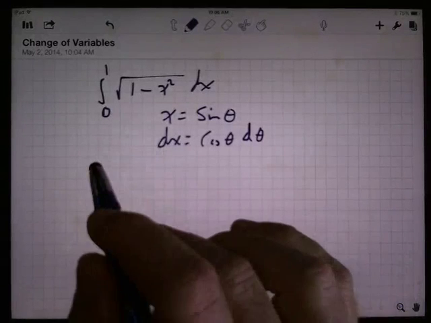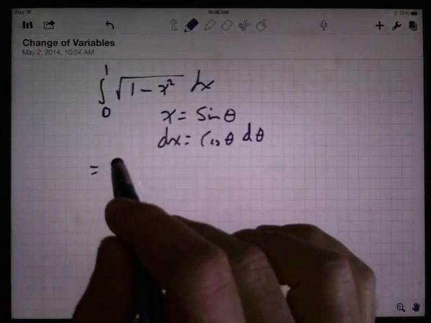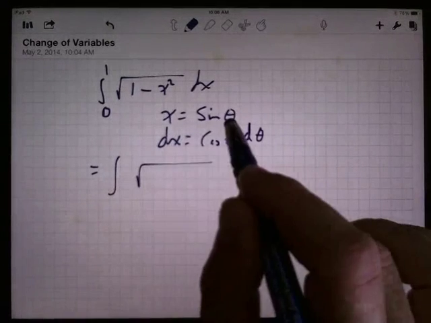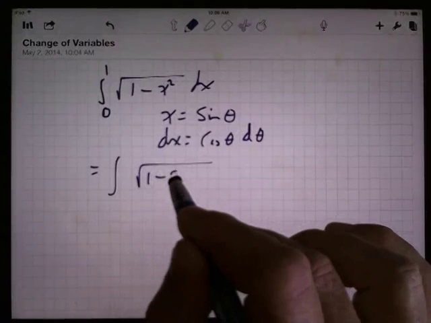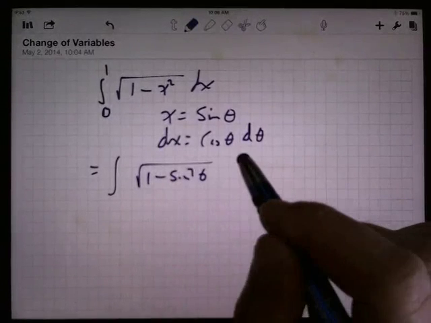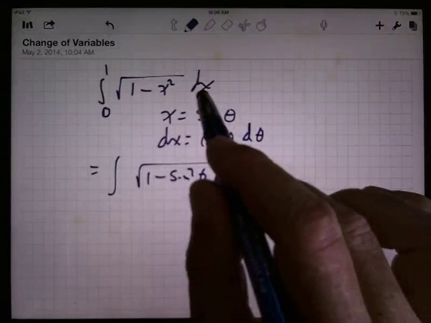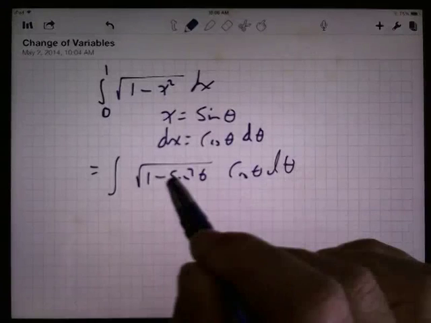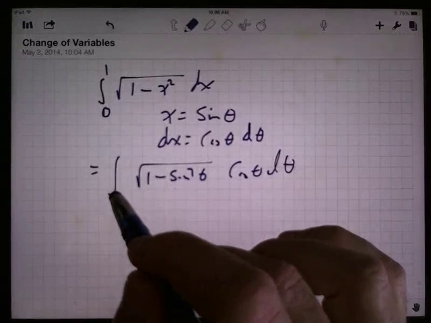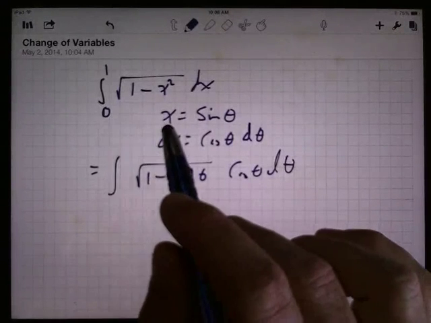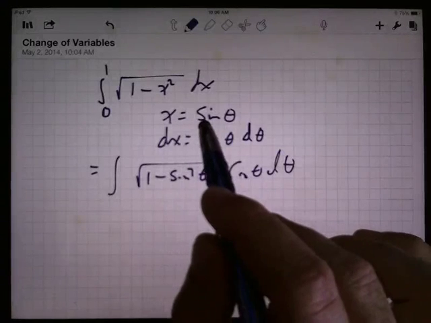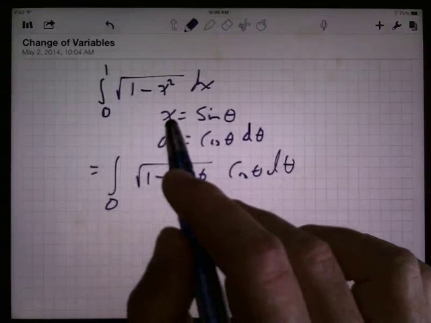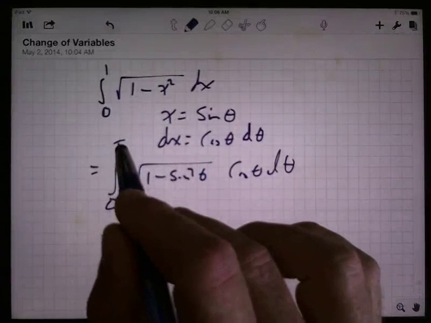So when I make the substitution, there's three things that I have to do here. One is that I change the function. I change my x's now into theta, so this is 1 minus sine squared theta. I change the dx. The dx becomes cos theta d theta, and then I change my limits of integration as well. So for instance, when x is equal to 0, the sine is also equal, theta is also equal to 0, and when x is equal to 1, I'm talking pi over 2.